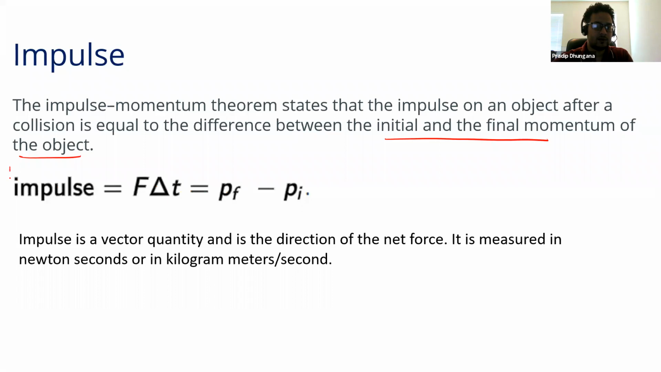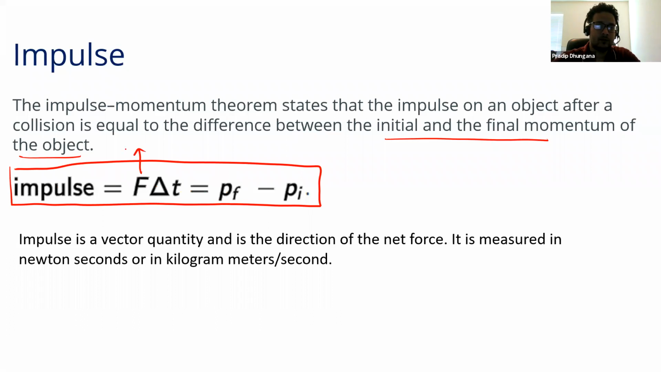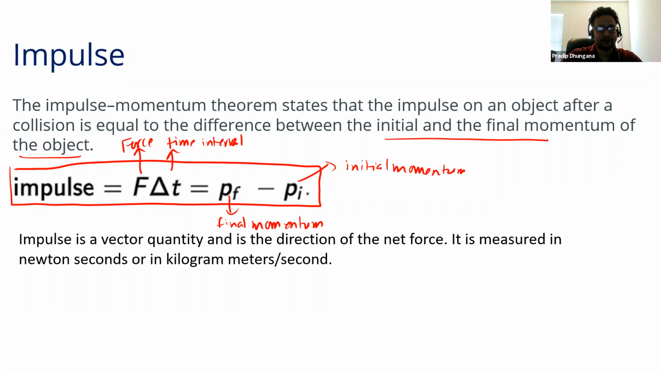You can write that formula in your notebook. Impulse is your force, the force of impact, times the time interval at which that impact or collision takes place, and that is also equal to change in momentum. PF is final momentum, and then PI is initial momentum. In that way, we can calculate impulse.